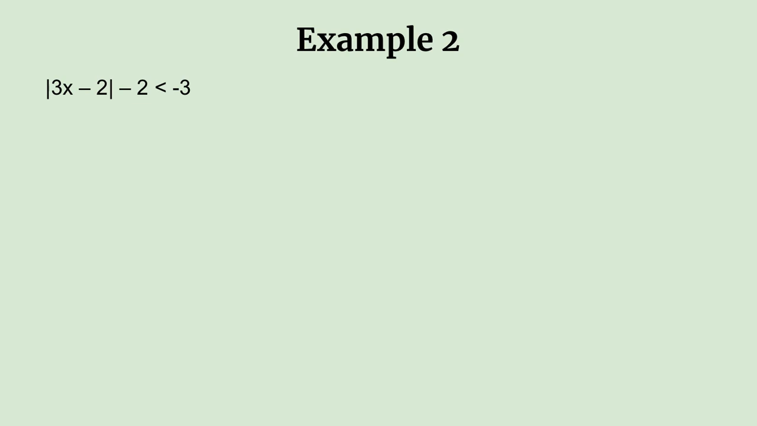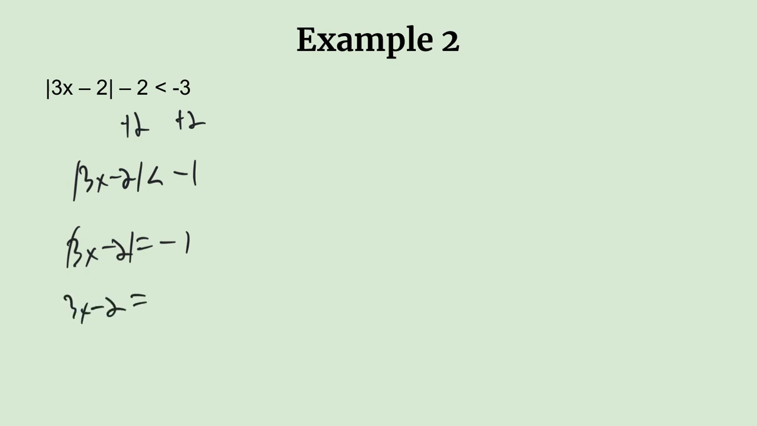So we'll add 2. Same thing, we'll solve it like it's an equation. So we get 3x minus 2 equals negative 1, 3x minus 2 equals positive 1. Over here we get x equals 1.